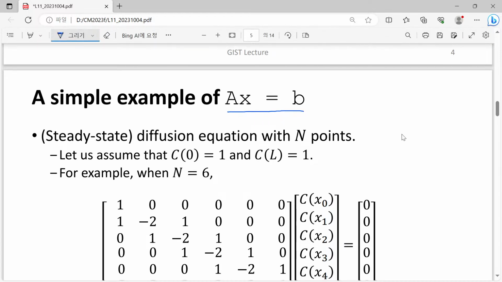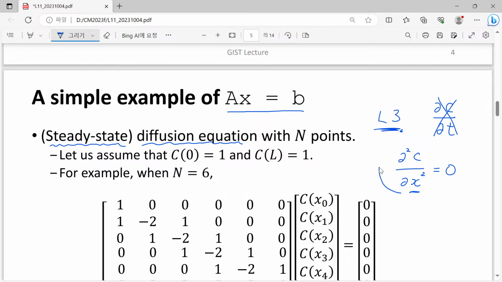So let's come back to around lecture 3 maybe. At the starting point of our discussion, we have introduced the steady state diffusion equation. Steady state diffusion equation simply means that we have no time-dependent terms. So now we have just the second derivative of concentration with respect to the position variable x, and that should be 0. That was our steady state diffusion equation.